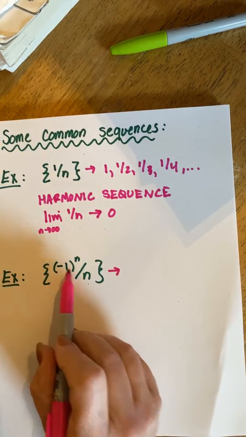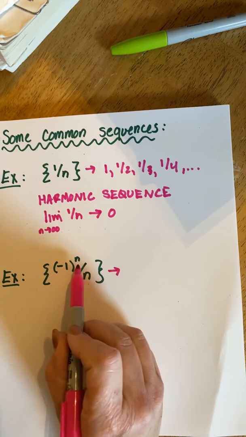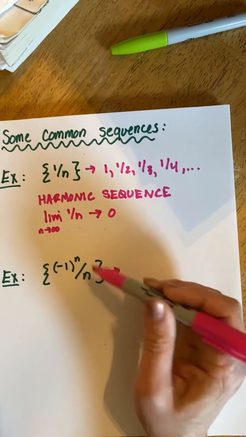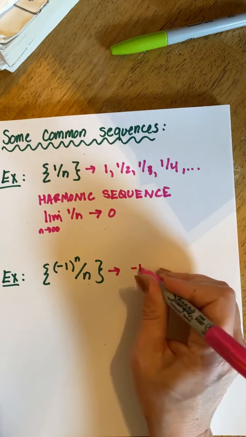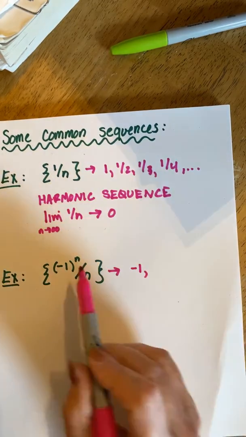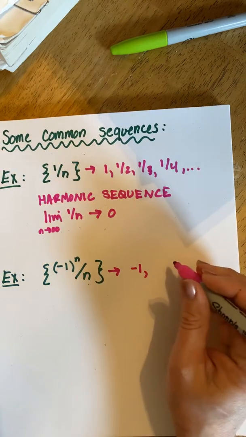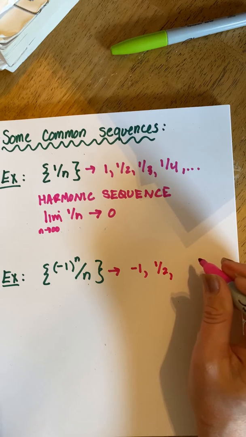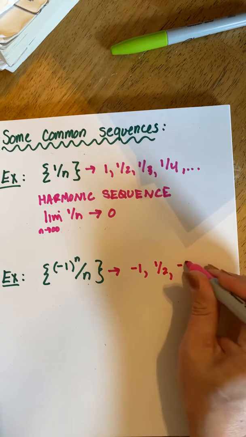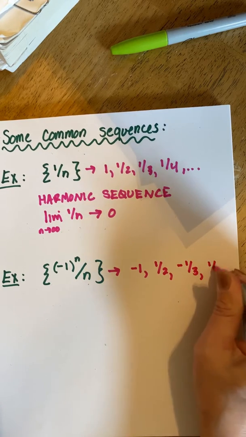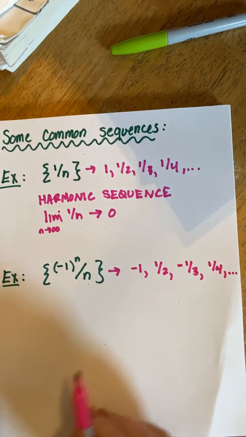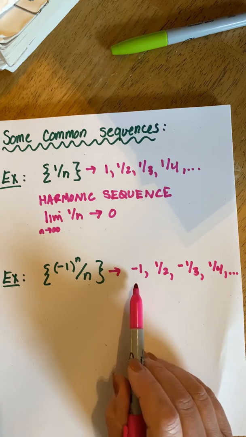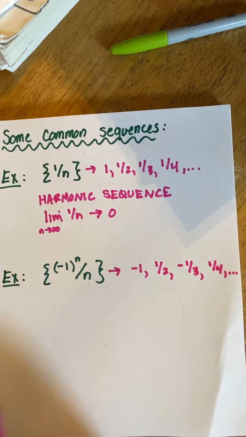-1 to the n power over n. This is an alternating sequence. The -1 to the n power just alternates back and forth between positive and negative numbers. So if n is 1, we get -1 over 1. So the first term would be -1. If n is 2, we're squaring -1, so it would be +1 over 2. So it looks very similar to the harmonic sequence, but we're going to switch back and forth between positive and negative terms. So the signs alternate. Here the odd terms are negative, the even terms are positive.